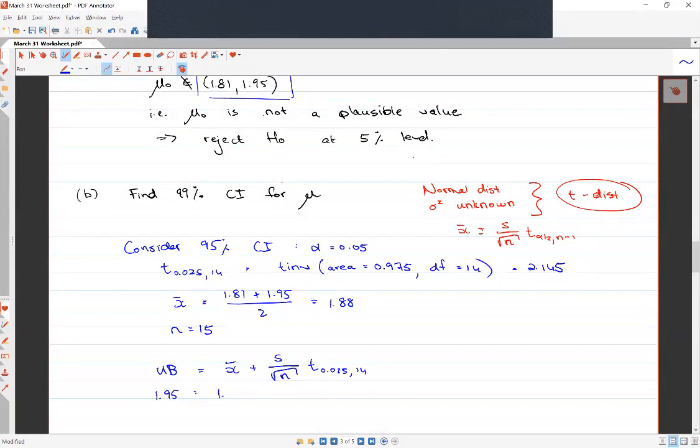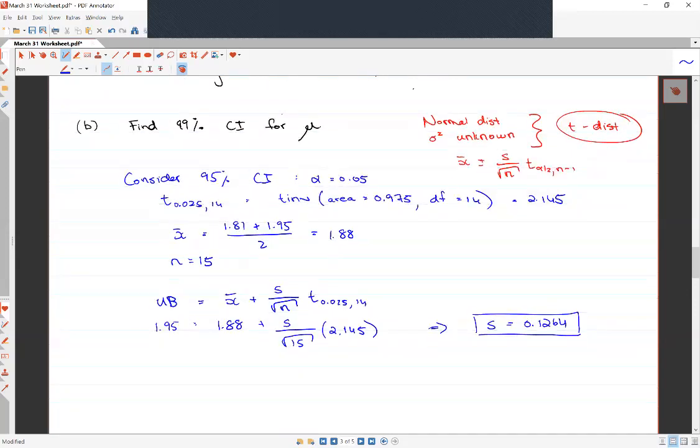If I plug in all the quantities I know, and I know I can trust all of you to figure out how to solve that equation. It's not a difficult equation to solve, and it tells us that the standard deviation that was used here is 0.1264. So this now gives us everything we need to construct our 99% confidence interval.